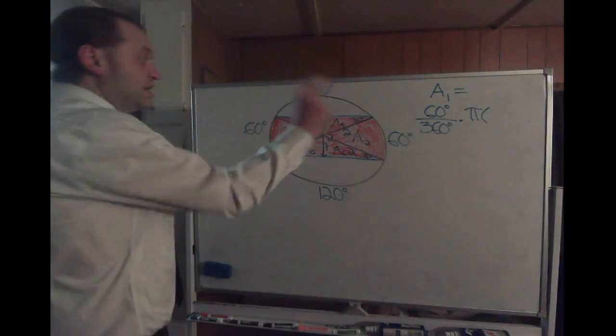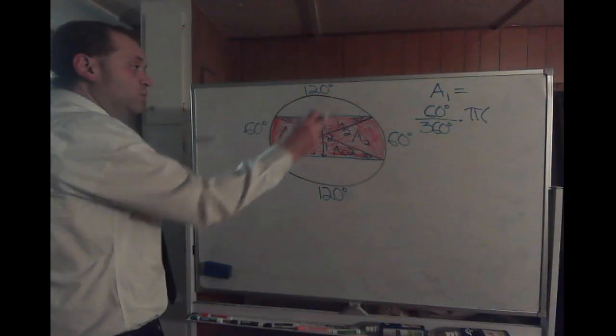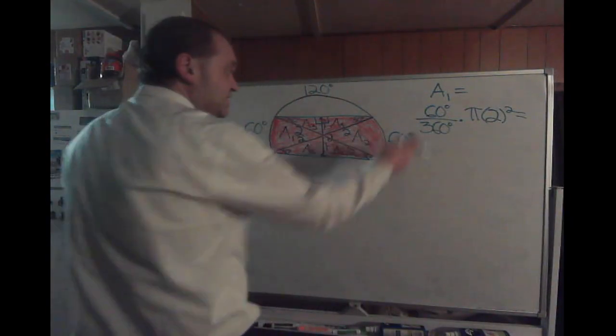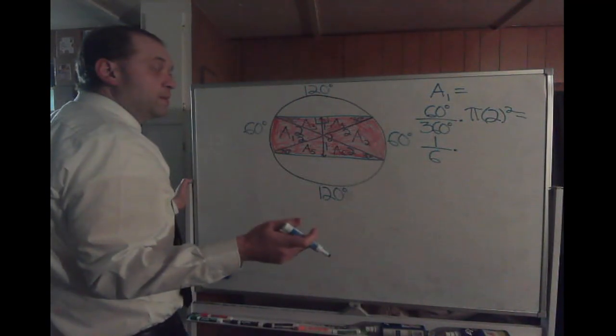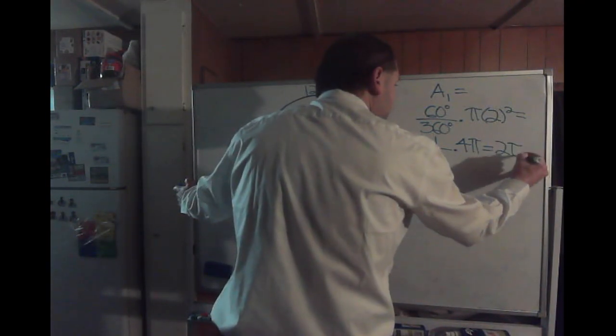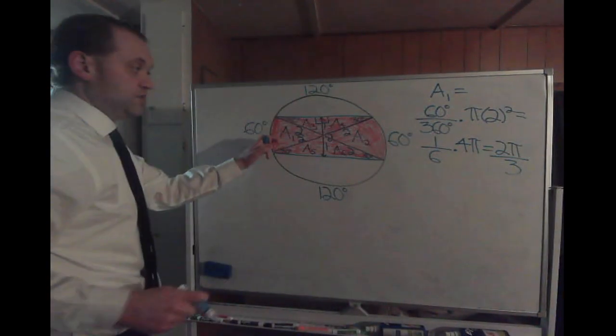So the area of sector 1, area 1, your radius is 2. So you'll take that times 2 to the second power. What's 60 out of 360? 1/6 times, what's 2 to the second power? That's 4. That'd be times 4 pi. 4 pi over 6 would simplify into 2 pi over 3. So we found area 1, this sector.